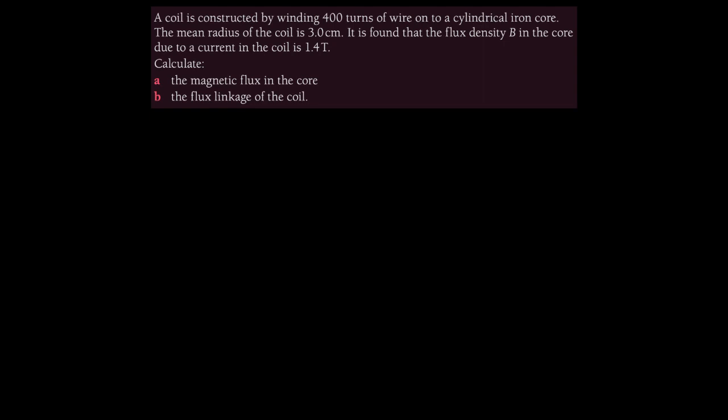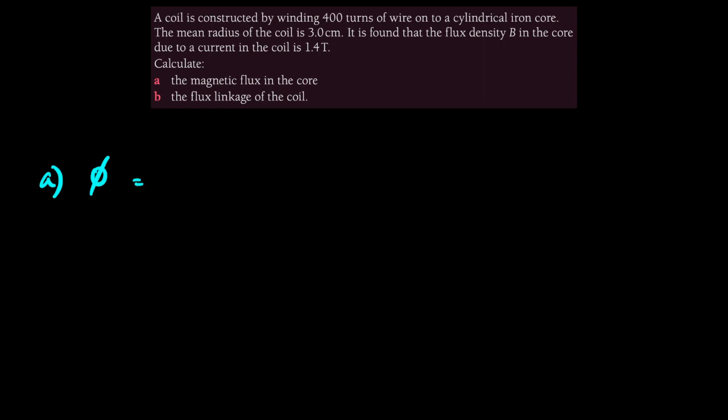So this question says a coil is constructed by winding 400 turns of wire onto a cylindrical iron core. The mean radius of the coil is 3 centimeters. It is found that the flux density in the core due to a current in the coil is this much. Part A says calculate the magnetic flux in the core. So the core is just a normal cylinder which has some area. So there are no number of turns involved with the core.